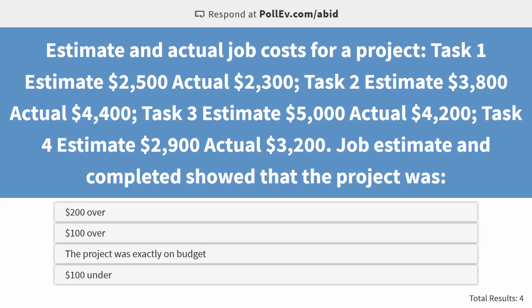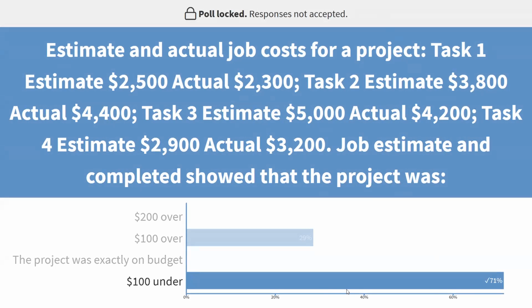If the estimate is more than the actual, then it will be over. If the estimate is less than the actual, it will be under. So yeah, $100 under.